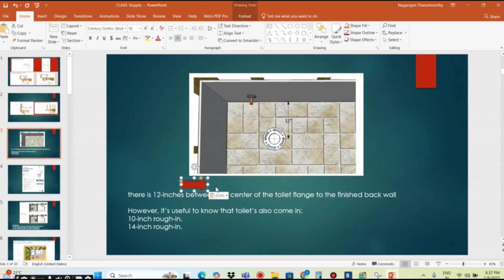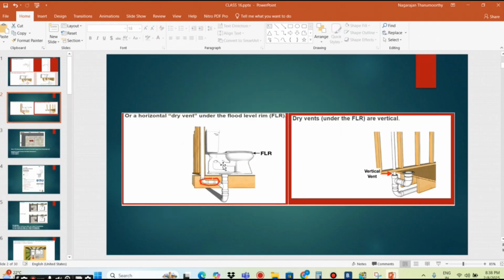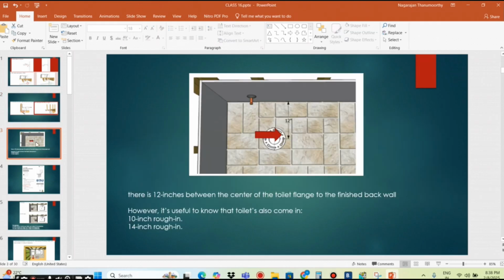And coming to the installation, for example, this is the top view. From the top view we are checking. This flange connection, what we see here, is what we saw here also. This is the flange connection. Here also we have the flange connection, and in this flange connection, from the wall, normally we keep 12 inches to the center of the flange. This is called the rough-in dimension. This rough-in dimension we normally keep at 12 inches from the finished level of the wall to the center of the water closet. So there is 12 inches between the center of the toilet flange and the finished back wall. However, it is useful to know that toilets also come in.